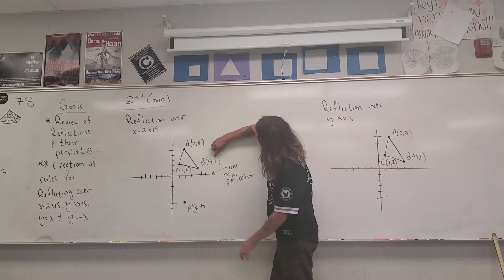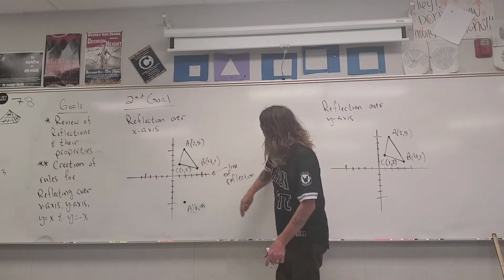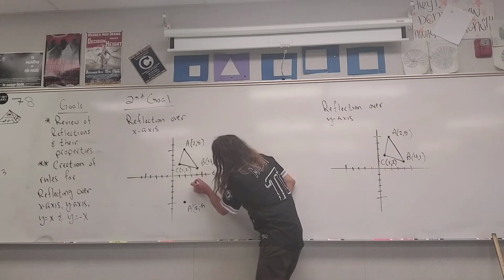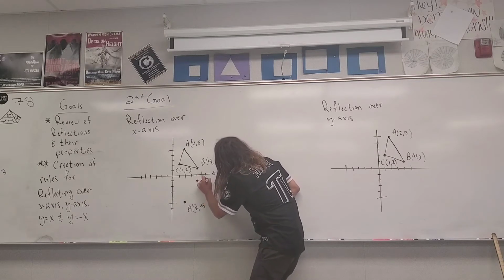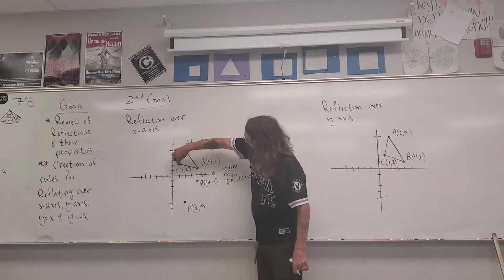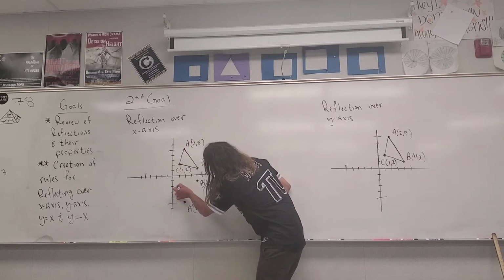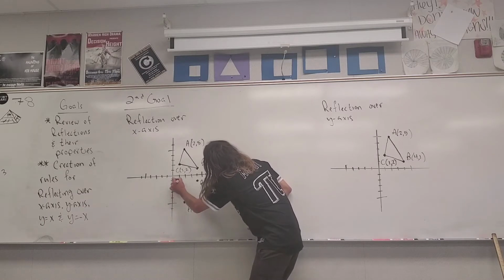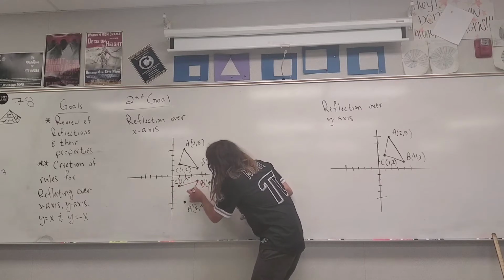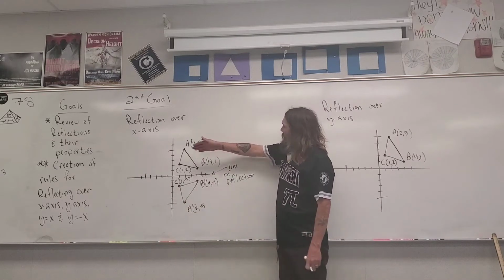B has a height of 1 off of the x-axis, so when we reflect it or flip it over the x-axis, it's still going to be 1 away from the x-axis, but it's now going to be 1 below the x-axis. So B prime is (4, -1), and C is 2 above the x-axis, so when I reflect it over the x-axis, it should be 2 below. Right here, so C prime is (1, -2). Let's connect these dots here. And that is the reflection of this triangle over the x-axis.